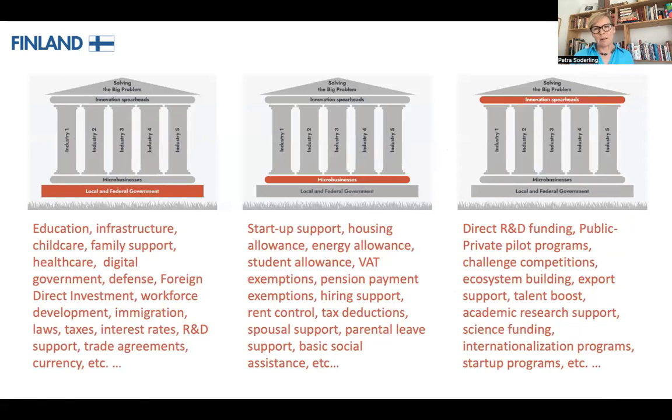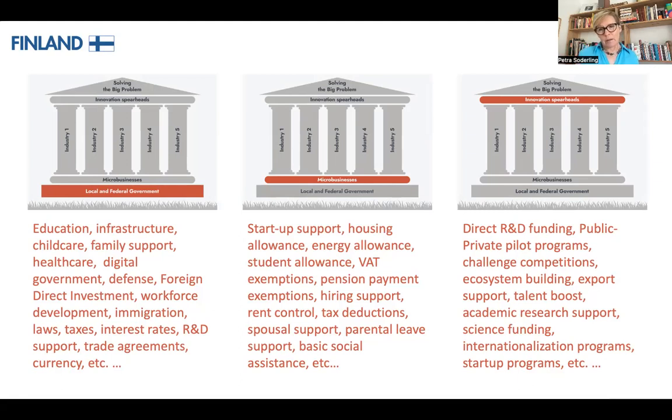And then if you look at the middle section, the horizontal foundation at the local and federal government level on the left-hand side here, these are things that the government, in this case the Finnish government, has done for its citizens, for the country to be a nice place to live. They have invested in infrastructure, childcare, family support. They are working on foreign direct investment, attracting investments from other countries, and workforce development. They are supporting R&D. They have several trade agreements. They are supporting the currency, the euro, together with other EU members, and so forth.